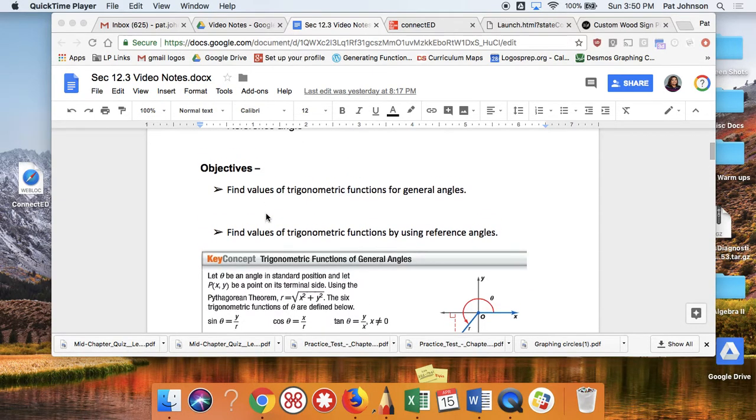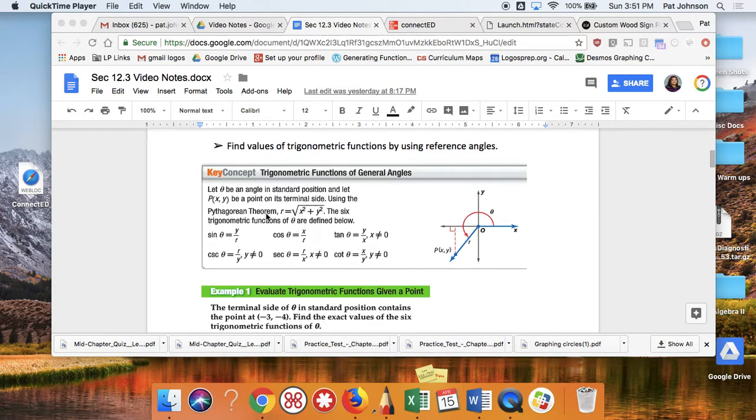Okay, hello, this is the section 12.3 video on trigonometric functions of general angles. Our objectives here are to find values of trig functions for general angles, and to find values of trig functions by using the reference angle. So let's start with the trigonometric functions of general angles.